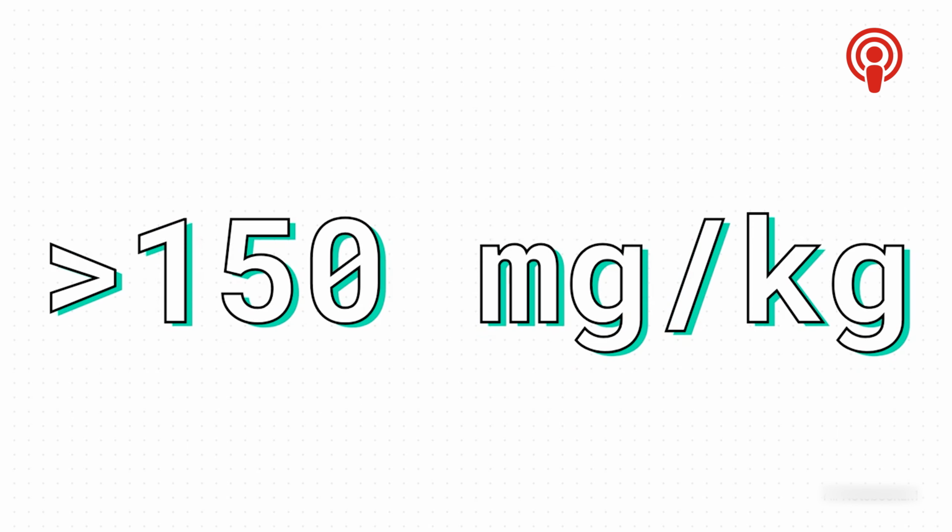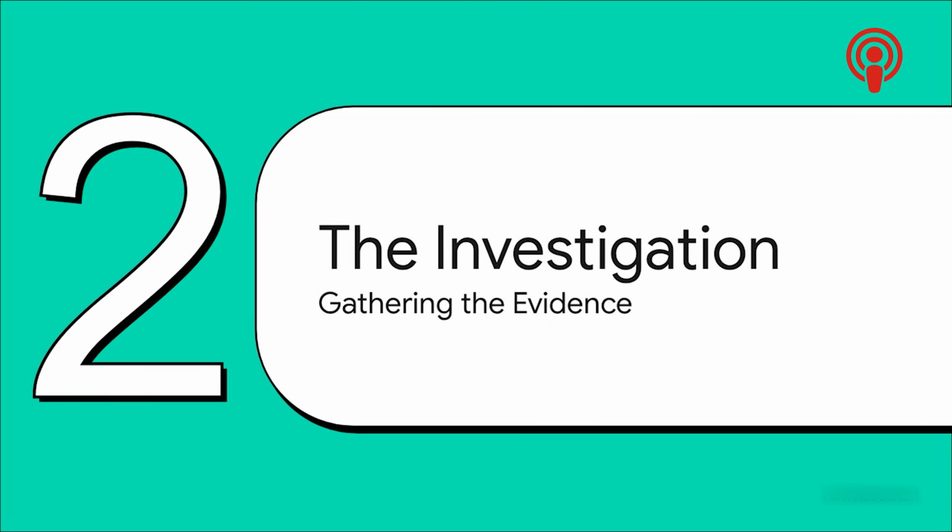But this is the number that really matters. If they've taken more than 150 milligrams per kilogram, or for an adult that's just over 10 grams total, you have to suspect toxicity. As soon as you hit that number, the clock is ticking. It's a race to save their liver. Okay, so the alarm bells are ringing. What's next? Now you go into investigation mode.